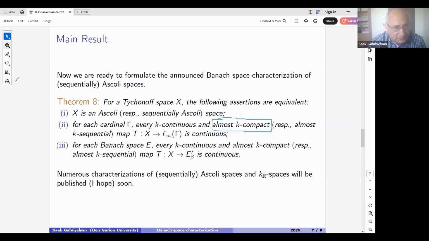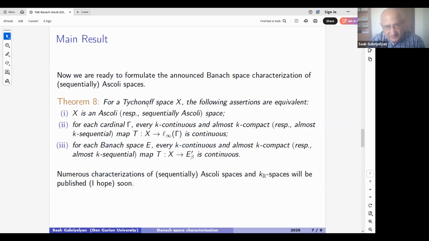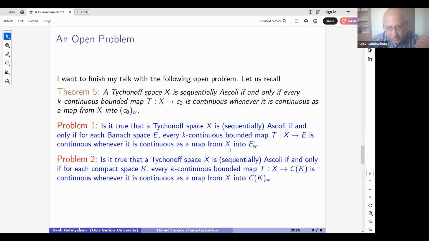Now I want to pose some open problems. Let me come back to theorem 5. A Tikhonov space X is sequentially Ascoli if and only if every K continuous bounded map T from X to C0 is continuous whenever it is continuous as a map from X to C0 with the weak topology. So I do not know whether, in this main theorem, when we consider almost K compact, which means that those maps are weak star continuous, this can be replaced by simply continuity.